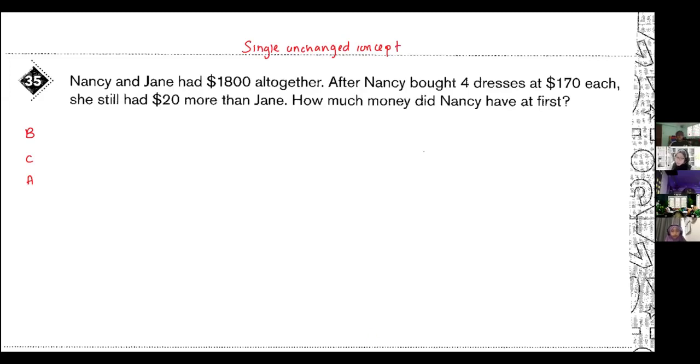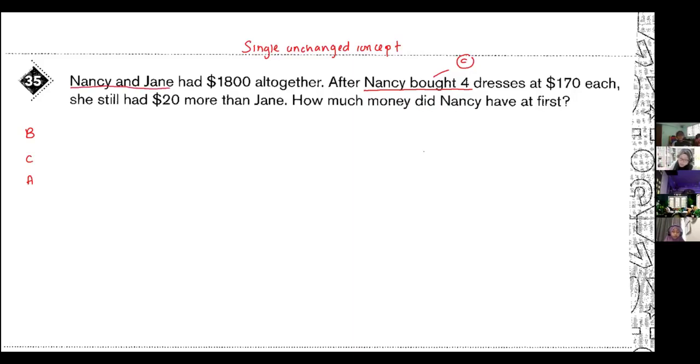Something happened. So if you see in this question, what happened is that Nancy bought 4 dresses. However, her friend Jane did not buy anything. So only one person spent. The spent or bought here, this is a change keyword. So I know that there's something happening and another person did not do anything. Straight away, single unchanged concept. Okay? All right, so this is my clue first. Generally, I know single unchanged concept. So now we zoom in into the details.